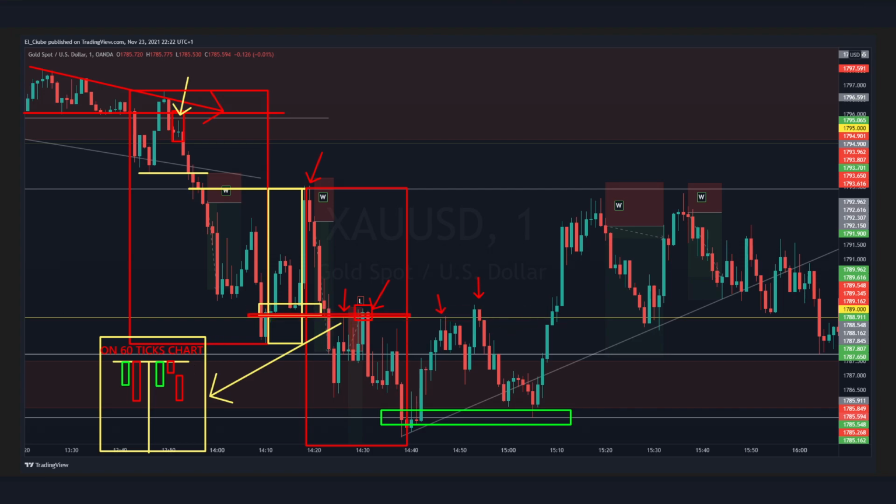The only thing is that, did I delete something? I don't know. Okay, is that if you want to enter over here, you have to be aware of this double bottom. So that's not a good trade idea, because as I said, you are now in a consolidation period.